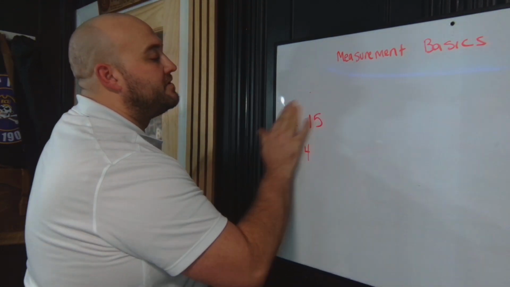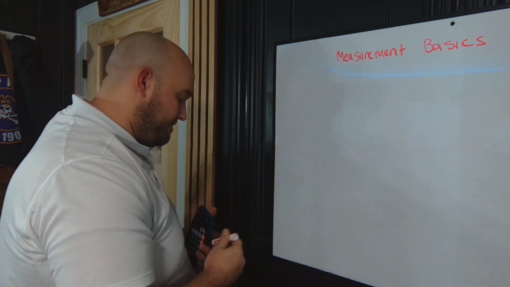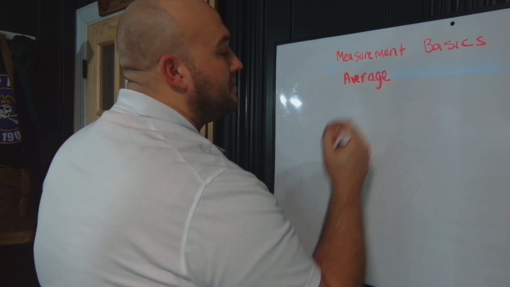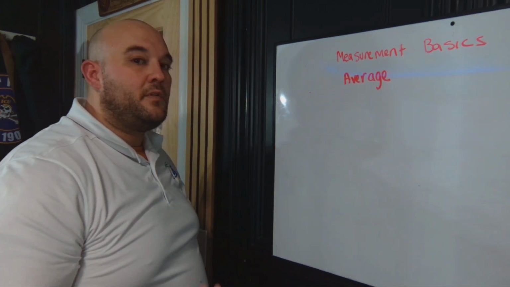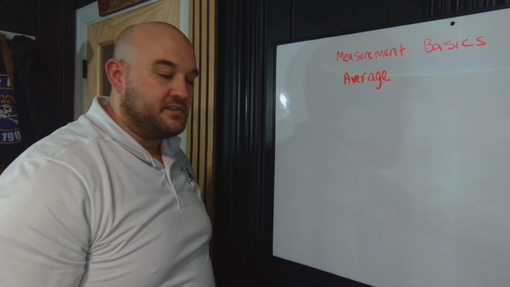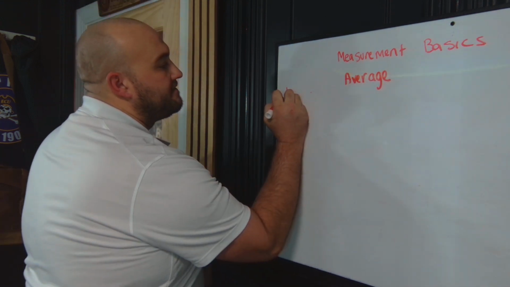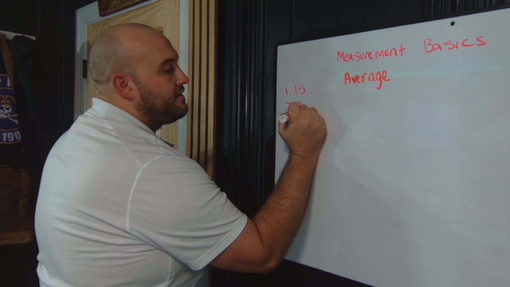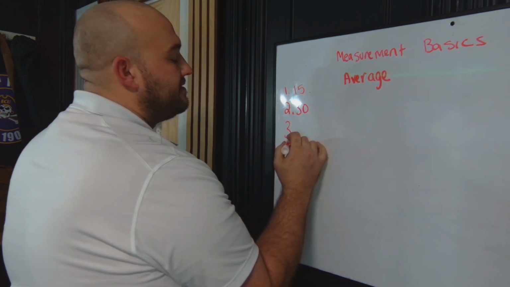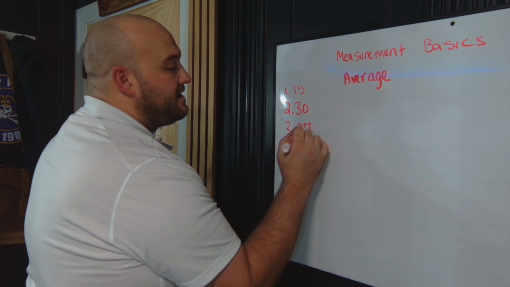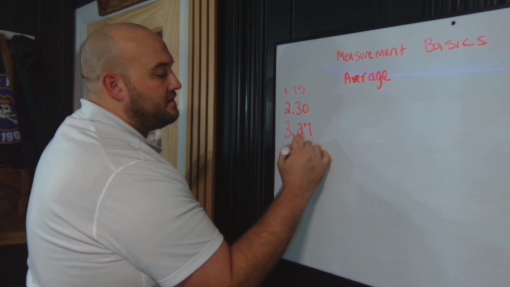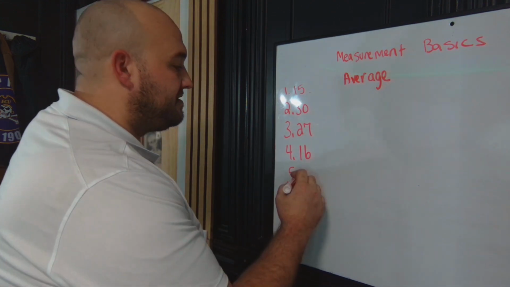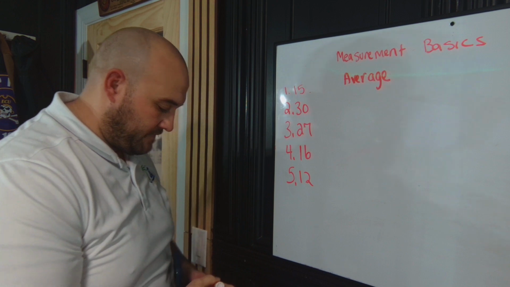Let's do another number set to get the average. Let's say I'm dealing with a population of delivery times. I've got my first driver, he does 15 minutes. The second driver, 30 minutes. Third driver, 27 minutes. Fourth driver, 16 minutes. And the fifth driver, we're just going to put him at 12 minutes.